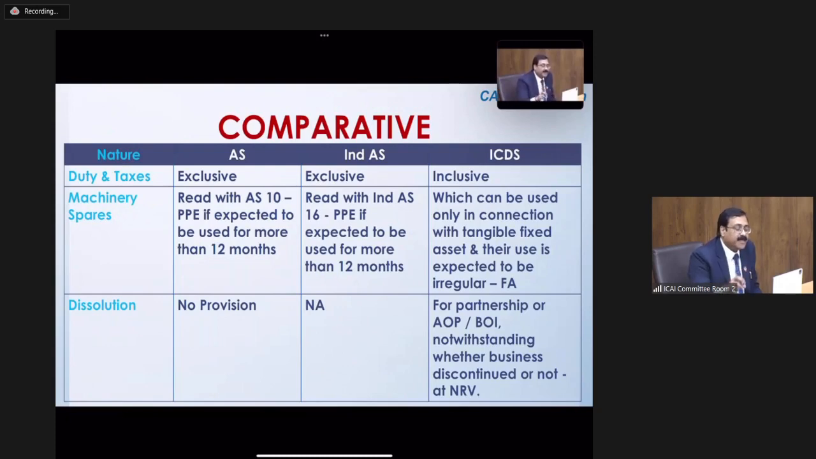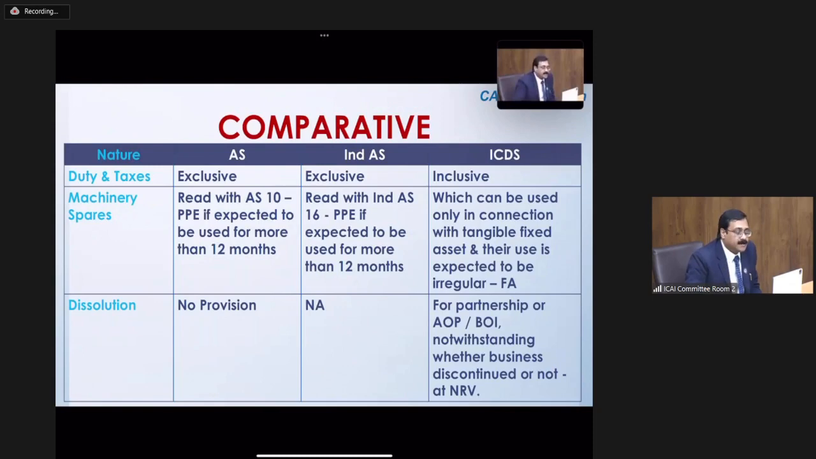If it is expected, in a practical way, to be used for more than 12 months, and other things are of course complied with, then it meets the criteria. Then it has to be taken as PPE and not as inventory. But ICDS is taking the old AS 10 issued by ICAI, and ICDS says that if that spare can be used only in connection with a tangible fixed asset, and its use is expected to be irregular, then only it is a fixed asset, otherwise it would be inventory.